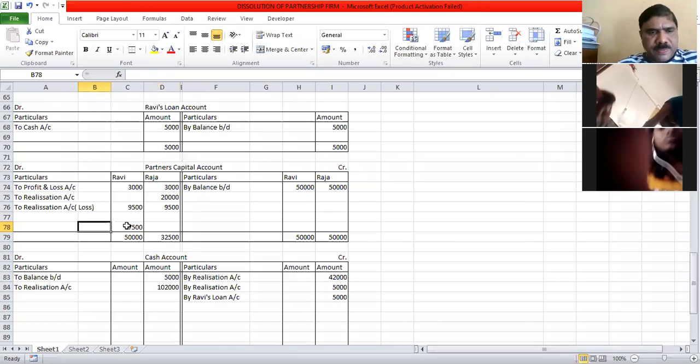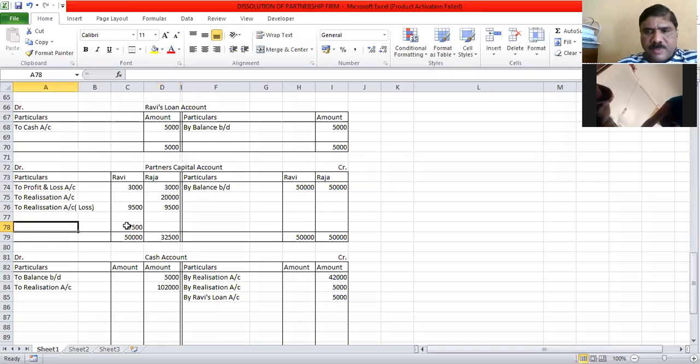Other person? How much does it come to? Then 500. 17,500. So now the firm is dissolved. They will take their money. They will go back to their home.